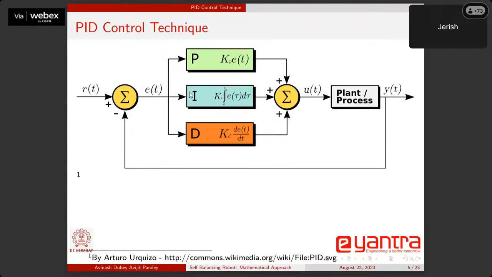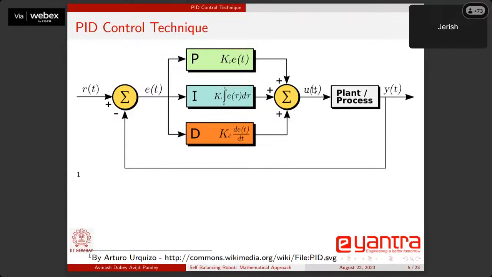Which is having the P, I and D terms, which I will be covering within a few minutes. And this PID controller will give us an output, u of t, which is fed to the plant as an input, right? So now we can see what this PID controller means.